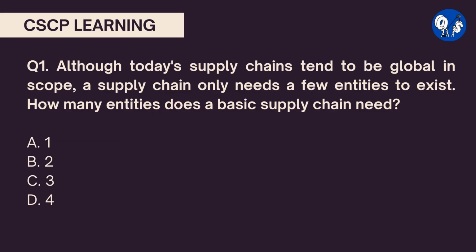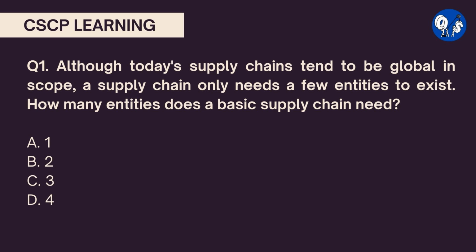Let's start with question number 1. Although today's supply chains tend to be global in scope, a supply chain only needs a few entities to exist. How many entities does a basic supply chain need? A. 1, B. 2, C. 3, D. 4. The correct answer is C. A basic supply chain only needs three entities: a supplier, a producer, and a customer. Most supply chains today are more complicated and involve many levels of suppliers.